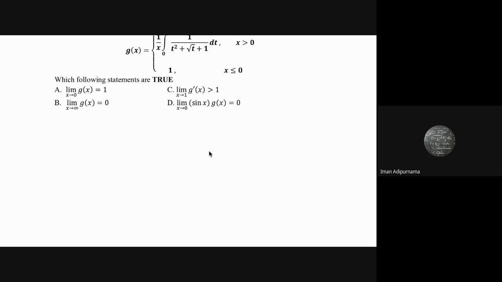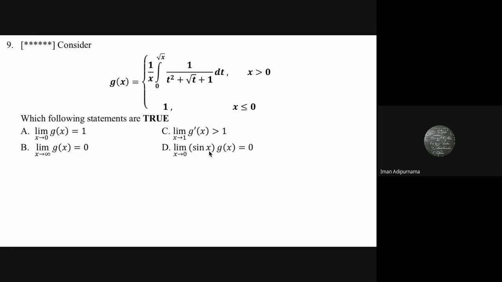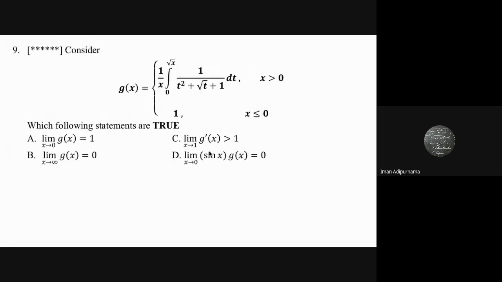Okay, I think we can check one by one from the functions. So we have piecewise defined functions here. First, we have when x is positive, and the second one is when x is 0 or less than 0, or negative. We can consider this with the limit. So we can check the limit from the right and the limit from the left.